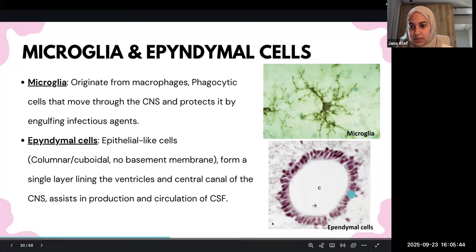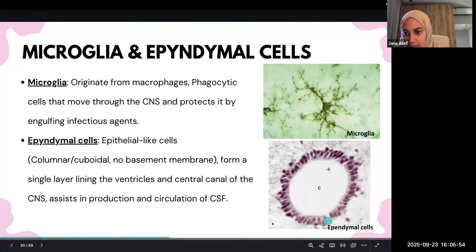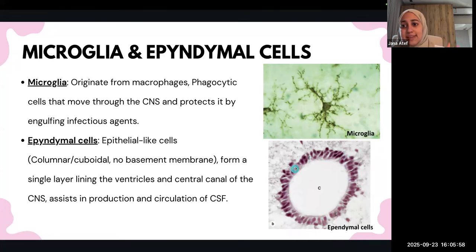So look here, this is a capillary or a blood vessel, and these are the linings of it, okay? It's a columnar or cuboidal cell with no basement membrane, okay? It's from the histology right here. You see them, they're all columnar. Some of them are cuboidal, but they're columnar slash cuboidal cells with no basement membrane that line the central canal or the ventricles of the brain. The central canal is the one that passes right in the middle of the spinal cord. Okay, it also contains the CSF, and this is where we do the lumbar puncture.